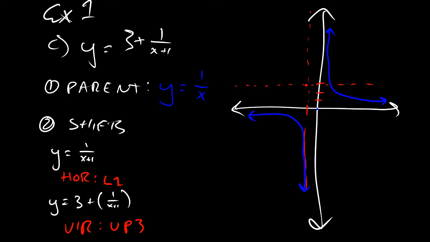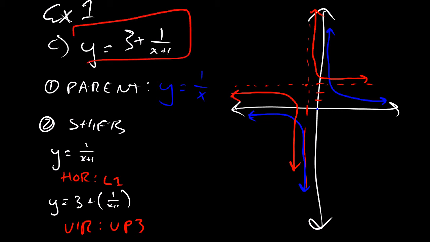I have to avoid these lines. So that means I'm coming in from the top and going off to the right, coming in from the left and going down. So my new red graph is equal to this. It looks like my parent, but it's just shifted. It shifted left 1, up 3, bada bing, bada boom, and we're done. We're happy. Alright, let's move on.